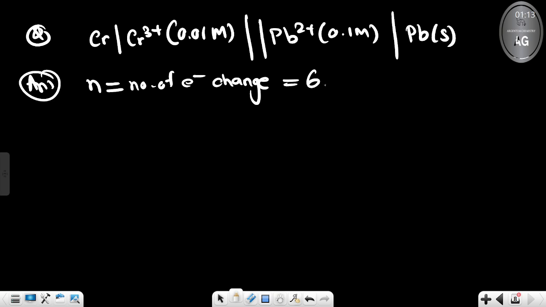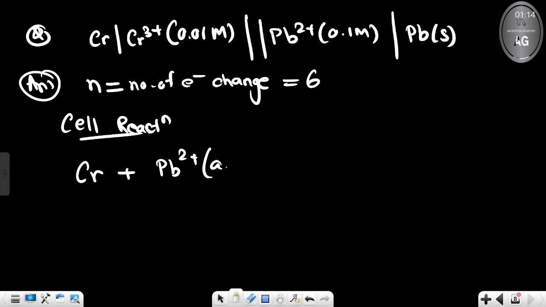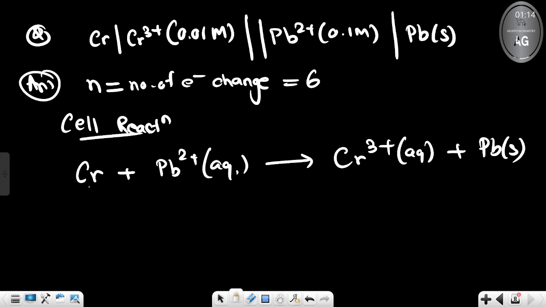How will you find out? Find out by balancing the equation. I am writing the equation, then we will get to know. The cell reaction will make it clear. As I already told you, write down Cr first, then the second ion, Pb2+ in aqueous state. Then write the second ion, that is Cr3+ in aqueous state, plus Pb solid. Done. So it is Cr, Cr3+, Pb2+, Pb.